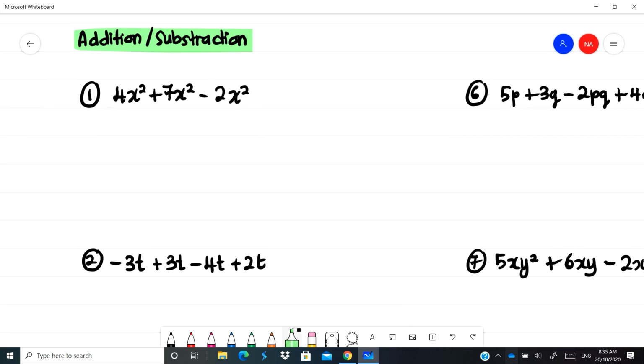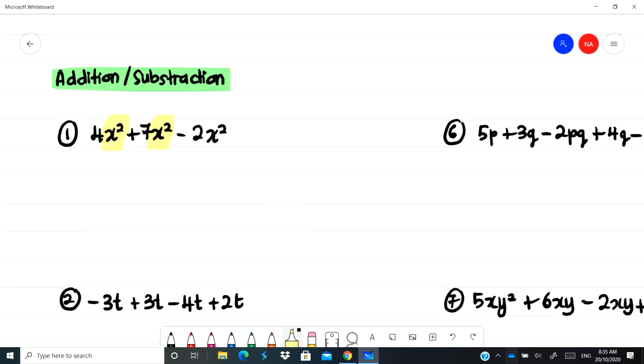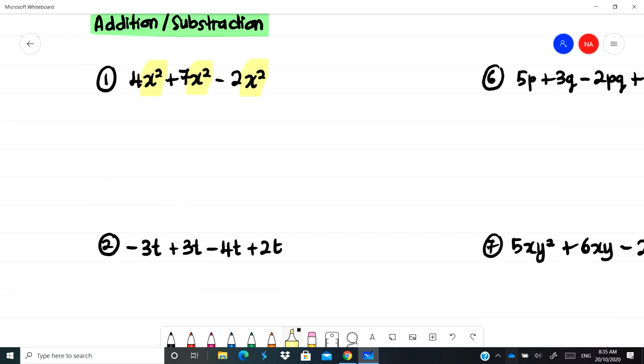So first of all, we'll see this x squared. Number 1. Look at the variable: x squared, and x squared. They are all like terms, so we can add them together by summing 4 plus 7 minus 2. 4 plus 7 is 11, 11 minus 2 you get 9. So your final answer will be 9. 9 what? 9 x squared, x squared is the variable. Just write this x squared coming from this.